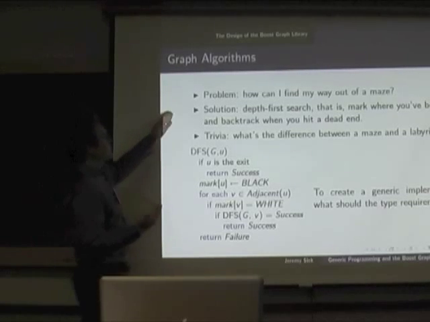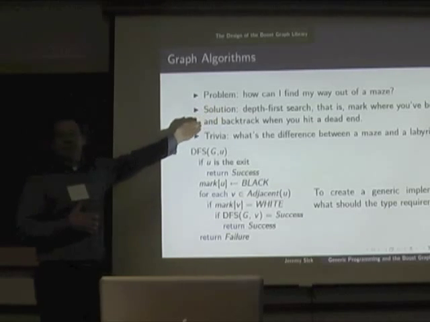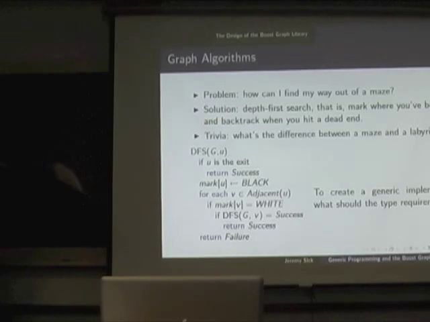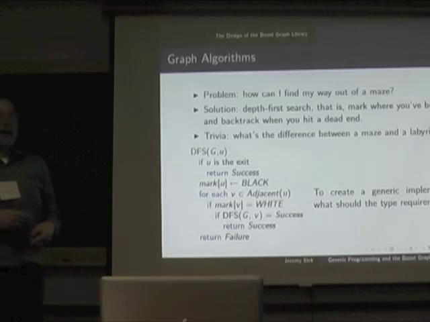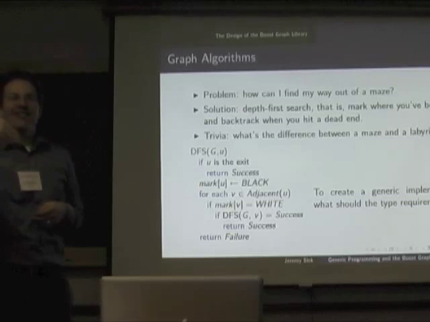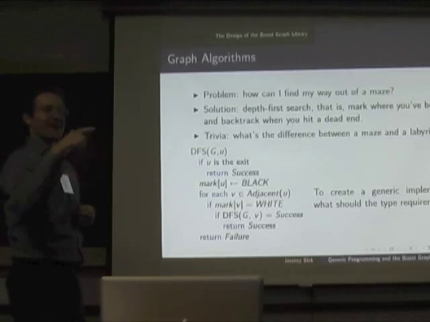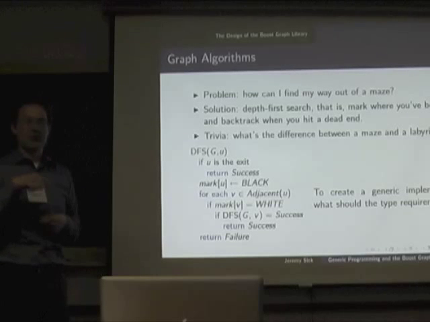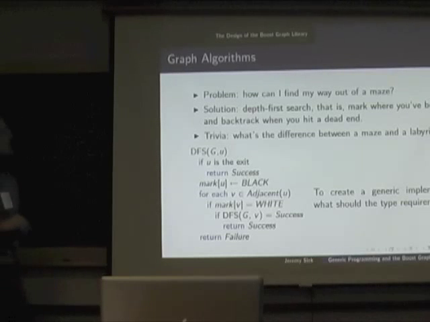So here's one problem. How do you find your way out of a maze? By the way, who knows the difference between a maze and a labyrinth? There's a way out. Islands? There's a way out. That's almost right. A labyrinth, there's only one path. So it's always really easy to find your way to the middle of the labyrinth because there's really only one path. Whereas a maze is actually tricky. There's dead ends. It may take you a long time to find the right path to the end.